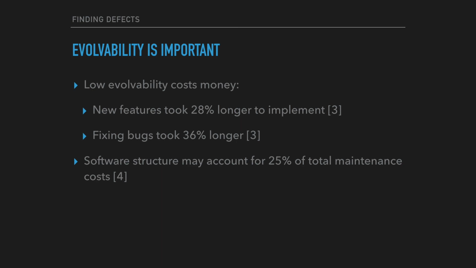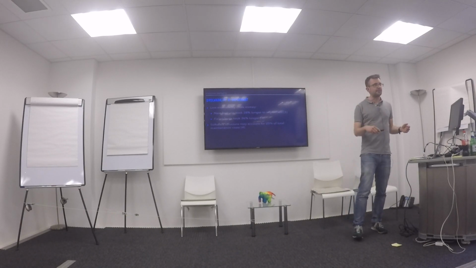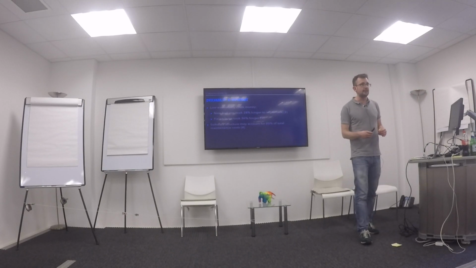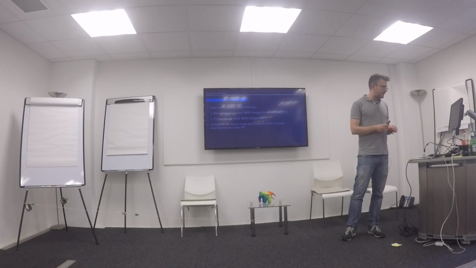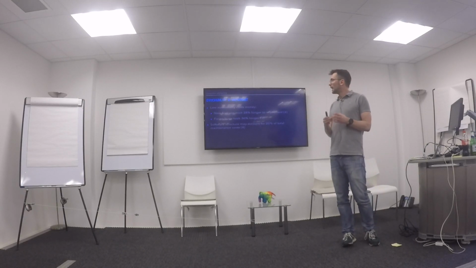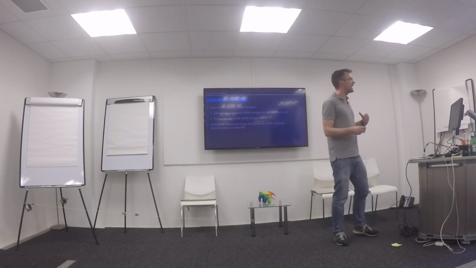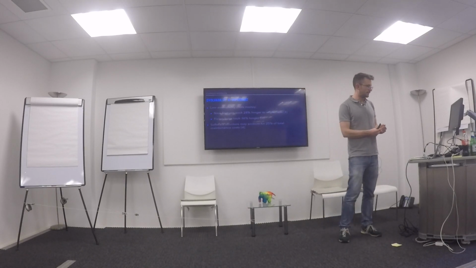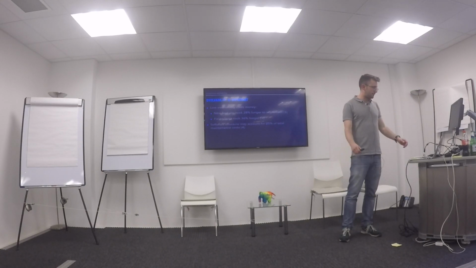And there's been some papers that have looked into it. And why evolvability defects are an issue is because they cost money. So there's been some academic papers. I've referenced them here. The end slide has references if you want to go back to look at the papers. But one paper found that features took 28% longer to implement on low evolvability code. So you're taking an extra quarter of your time to develop new features because your code isn't very well structured or isn't very clean or isn't open to evolution.